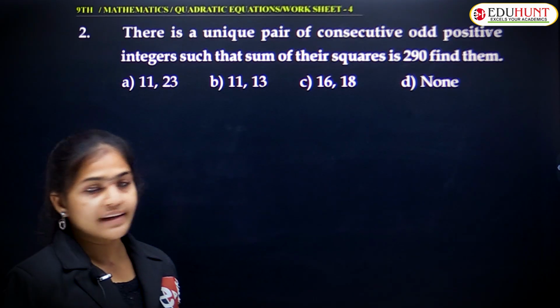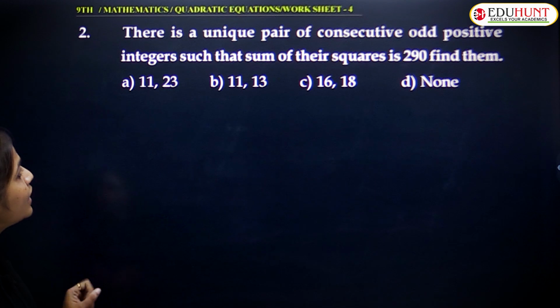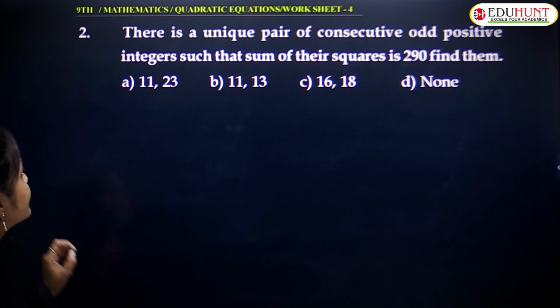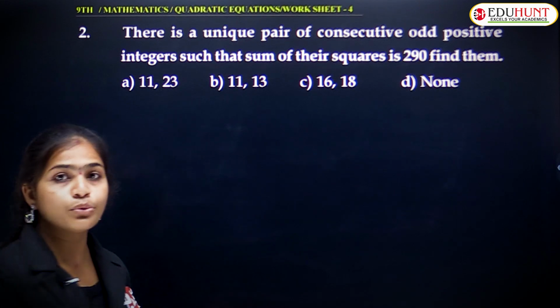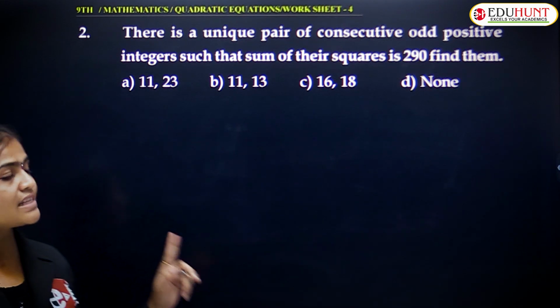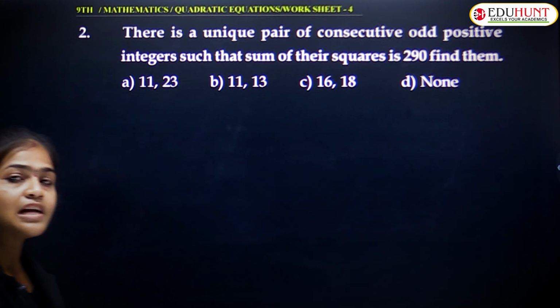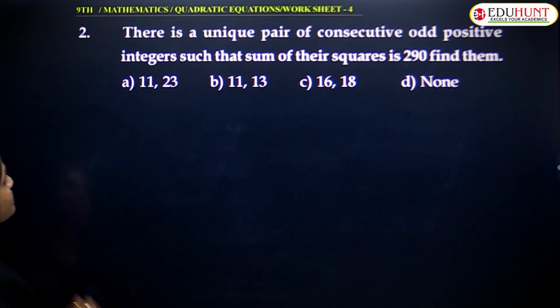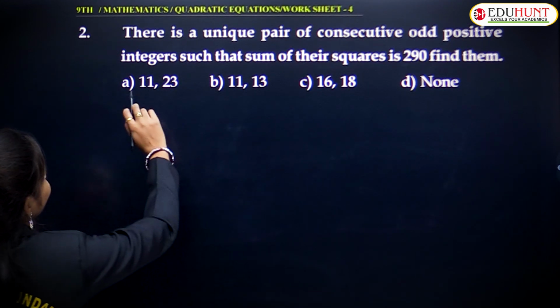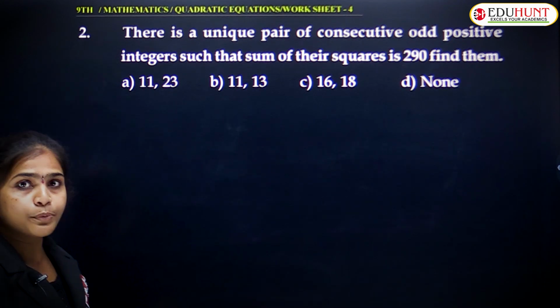See here, the next one, the second question. There is a unique pair of consecutive odd positive integers such that the sum of their squares is 290. Find them. This is also related to just the previous question only, same as the previous one. So see here what they have given: a unique pair of consecutive odd positive integers.